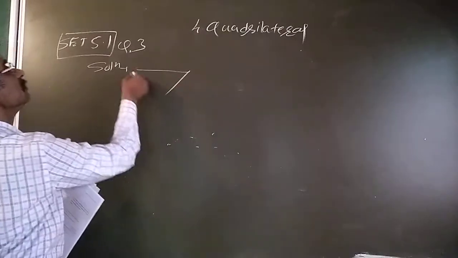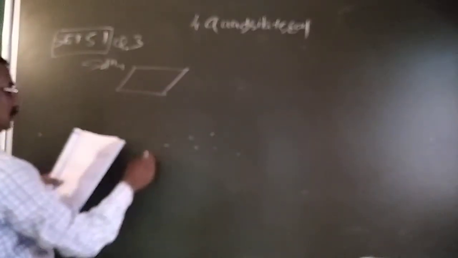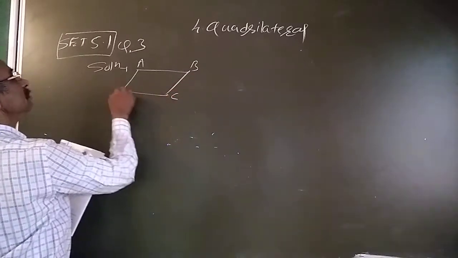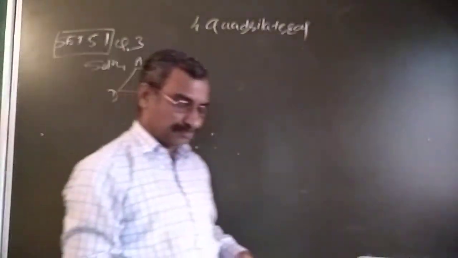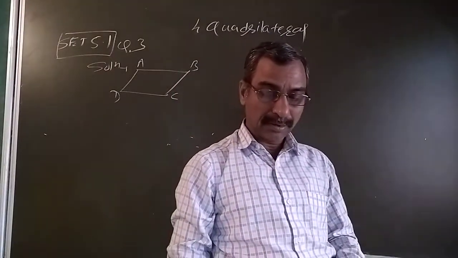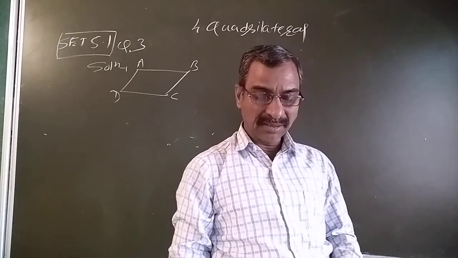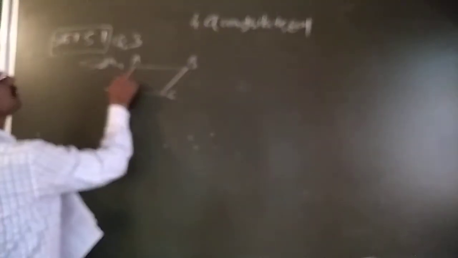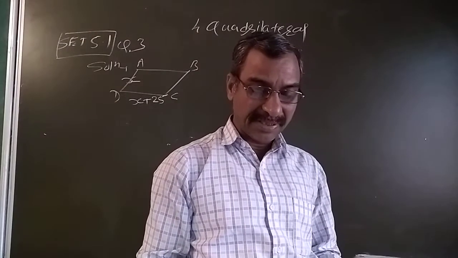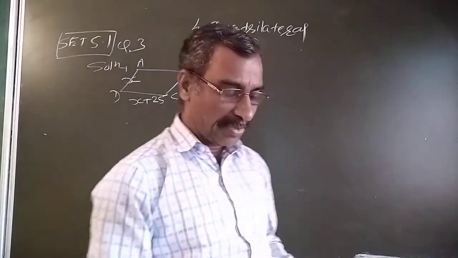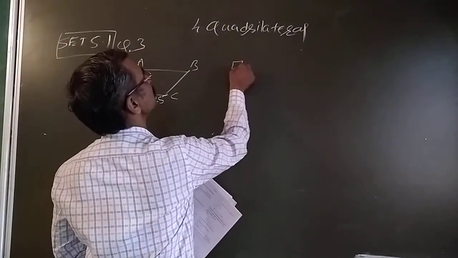First we draw the parallelogram. This is the parallelogram ABCD. Then what is the condition given? One of its sides is greater than the other. Suppose this side we consider as x, then another side is greater by 25, means x plus 25. So we get the two sides. By using the properties of a parallelogram, we will solve this.